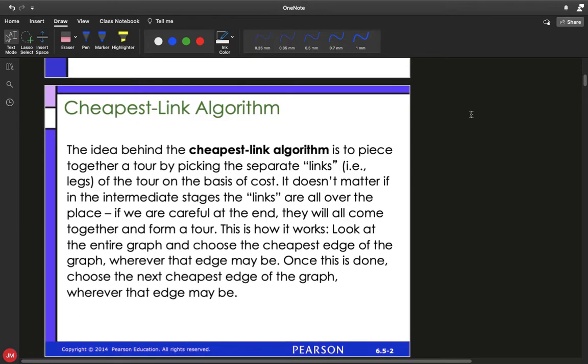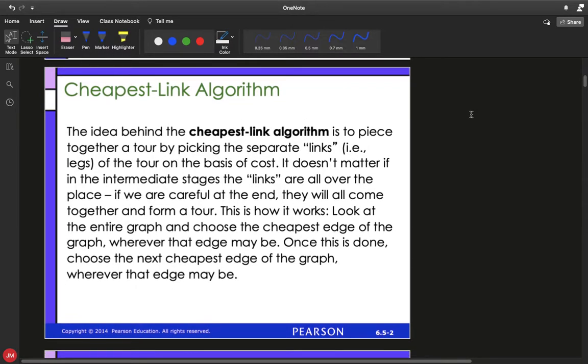So the idea behind this algorithm is that we're going to piece together this tour by picking out different links, in other words, the different edges of our tour, based on the cost. While you might think of it as being similar to nearest neighbor, it is unique in that we're going to look for the absolute cheapest on the entire graph, even if they don't necessarily connect right away, and even if they don't start necessarily where we want them to.